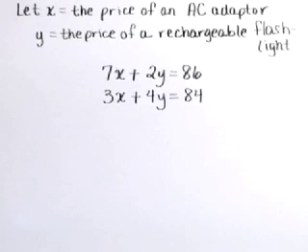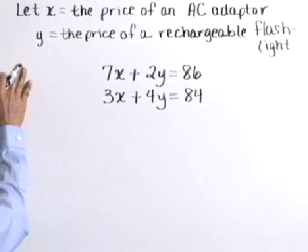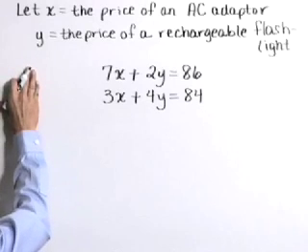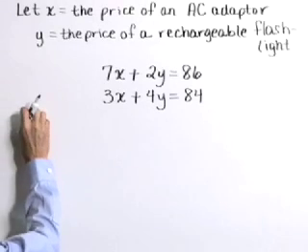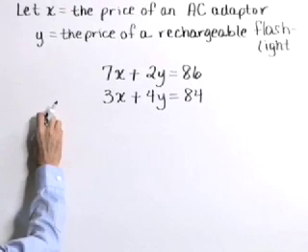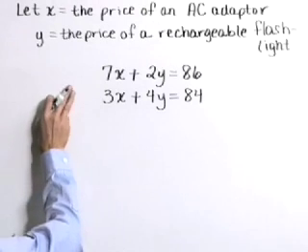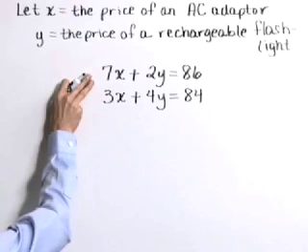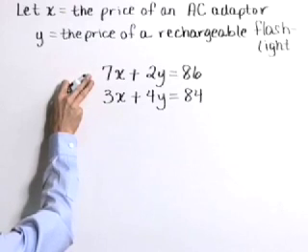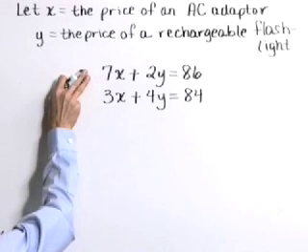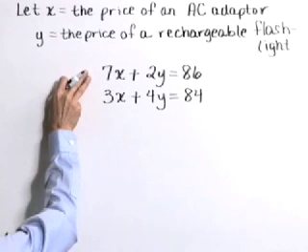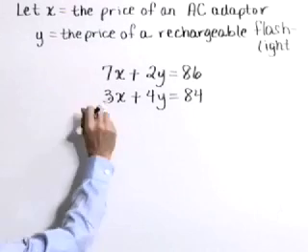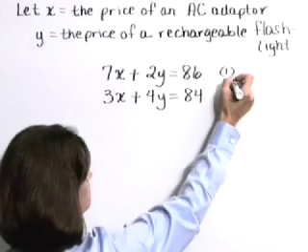We've read the problem carefully. Now for step 2, define your variables. Let x represent the price of an AC adapter, y the price of a rechargeable flashlight. Now we're given that 7 AC adapters and 2 rechargeable flashlights sell for $86. Thus we get this first equation: 7x + 2y = 86. Let's call that equation 1.